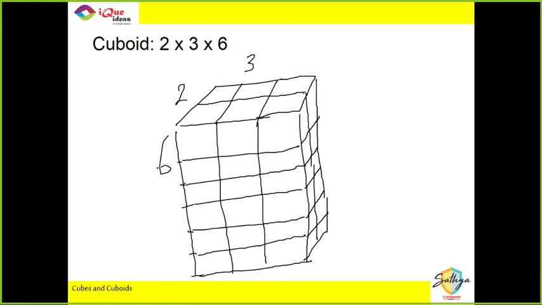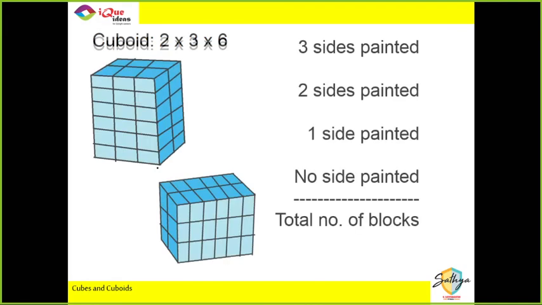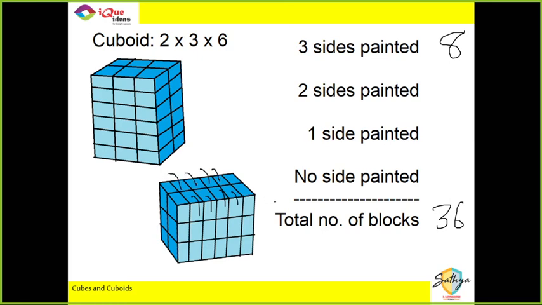Right? So you can either draw it vertically or horizontally. Either way you can draw it. I drew it the first way. You can also draw it the second way. No problem. So 3 sides painted. First of all, 2 3s are 6, 6 are total, there are 36 blocks. 3 sides painted, so by default 8. 2 sides painted के लिए 1, 2, 3, 4, 5, 6, 7, 8. 8 top में, 8 bottom में, 4 in the middle. So 8 plus 8, 16 plus 4, total 20.